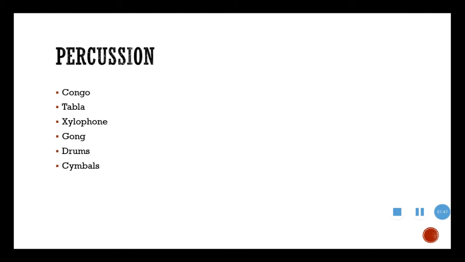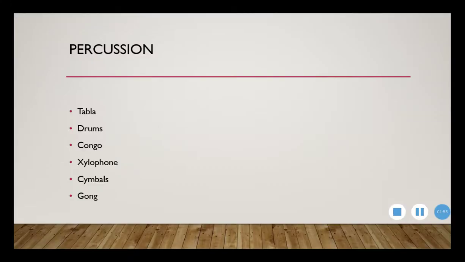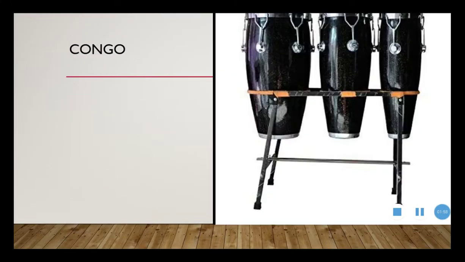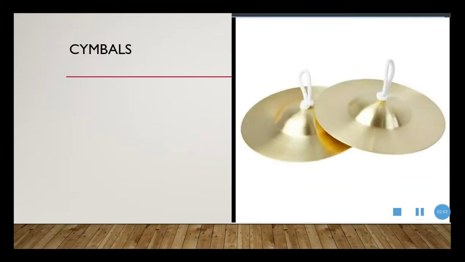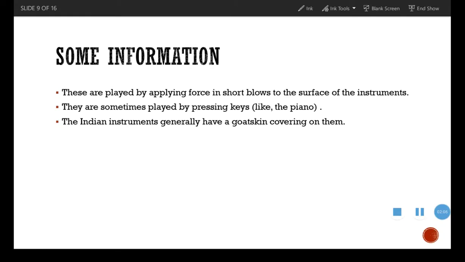So now for the percussion. There is the conga, the tabla, the xylophone, the gong, the drums, and the cymbals. Okay, so now for the pictures. The tabla, the conga, the drums, the xylophone, and the cymbals. And the gong too. Some information about these.